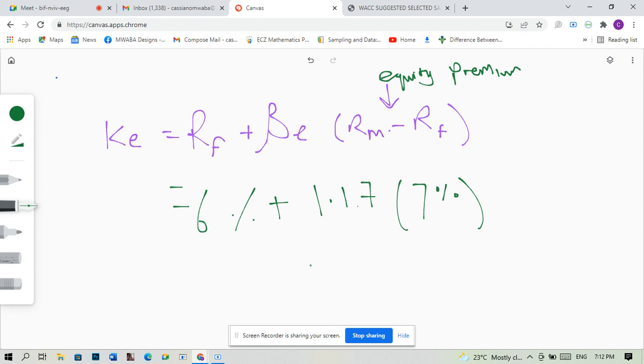I've gotten 14.19. 14.19, wonderful. 14.19%. So this is our cost of capital, 14.19%. Any questions so far?